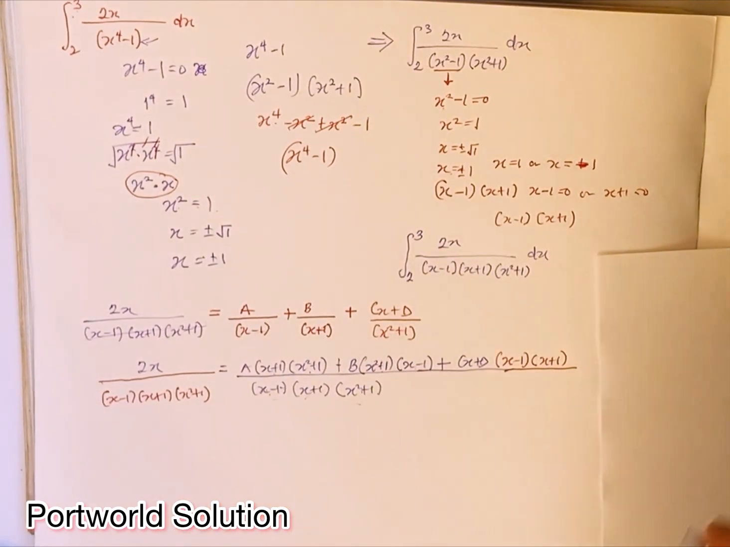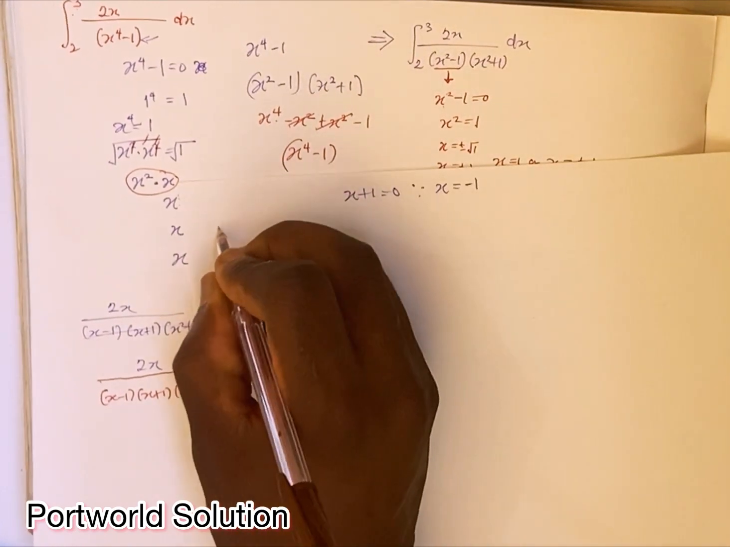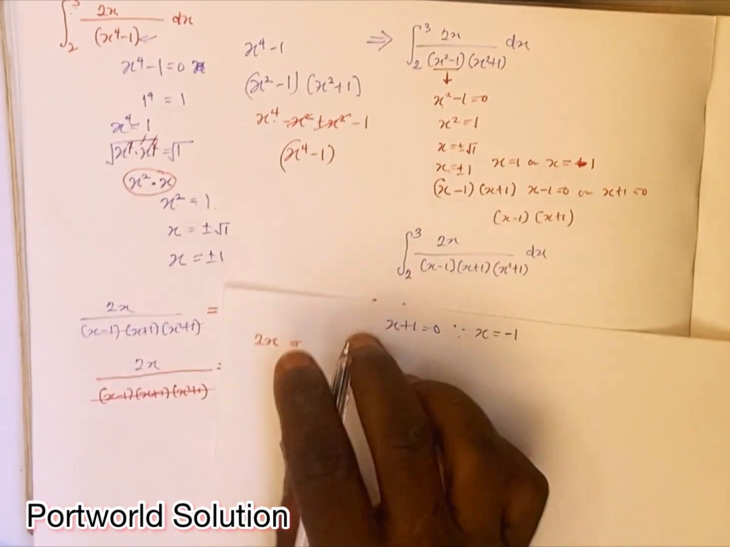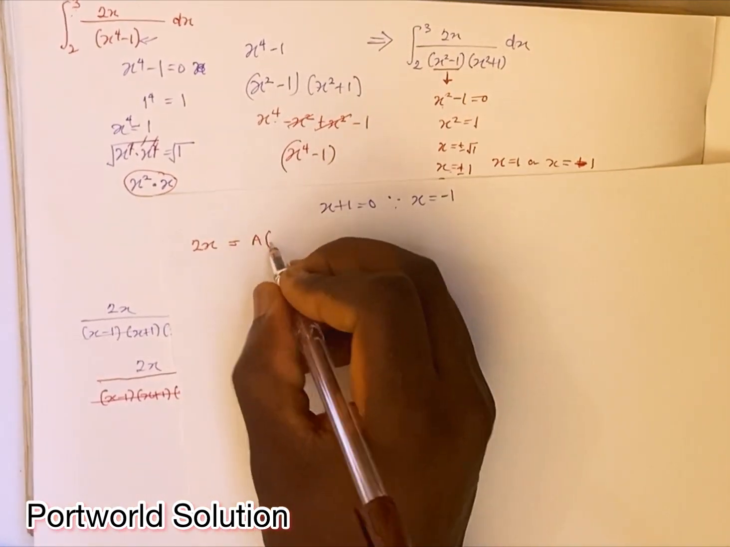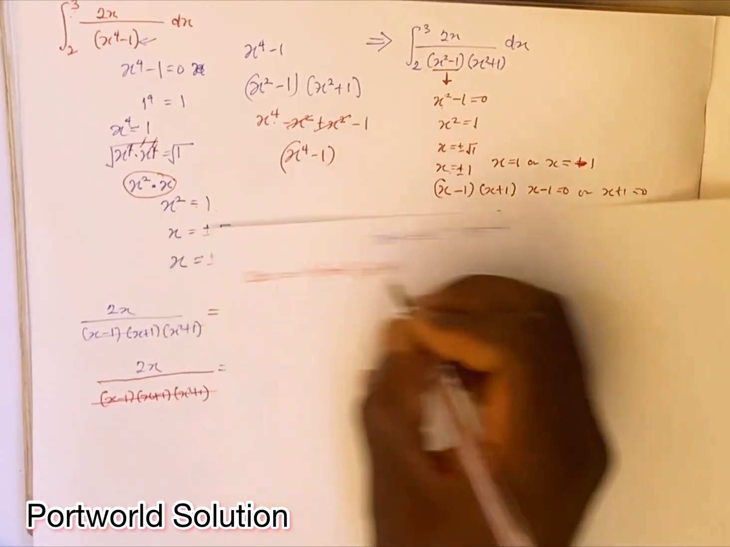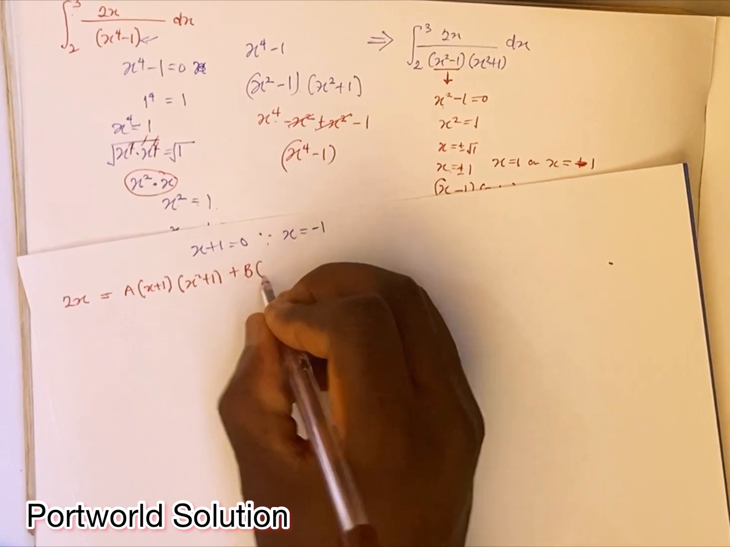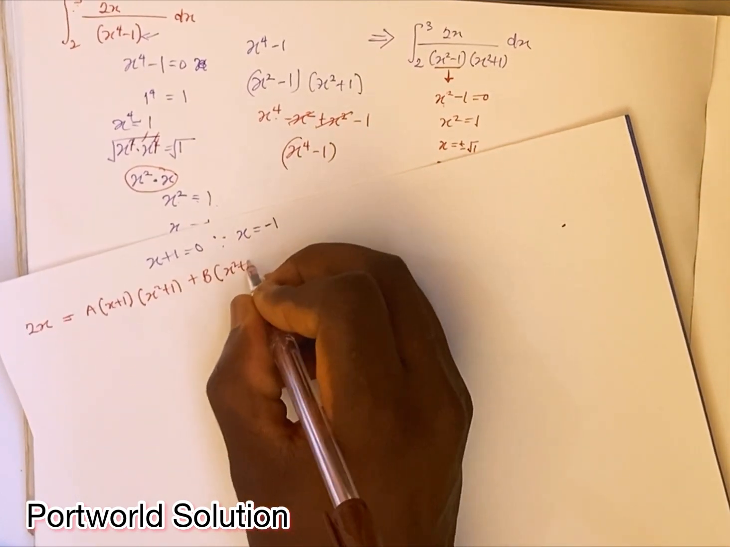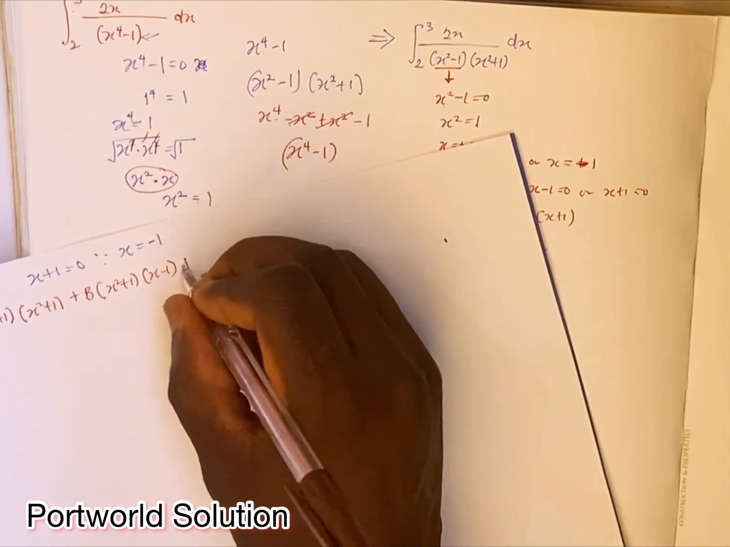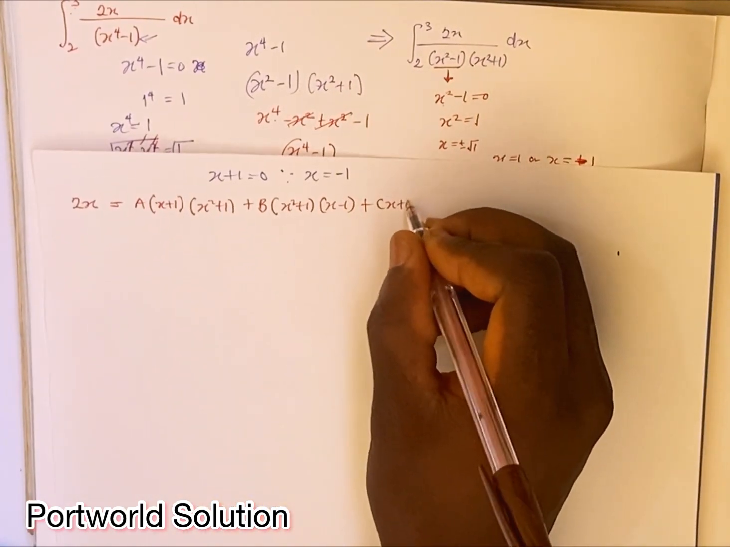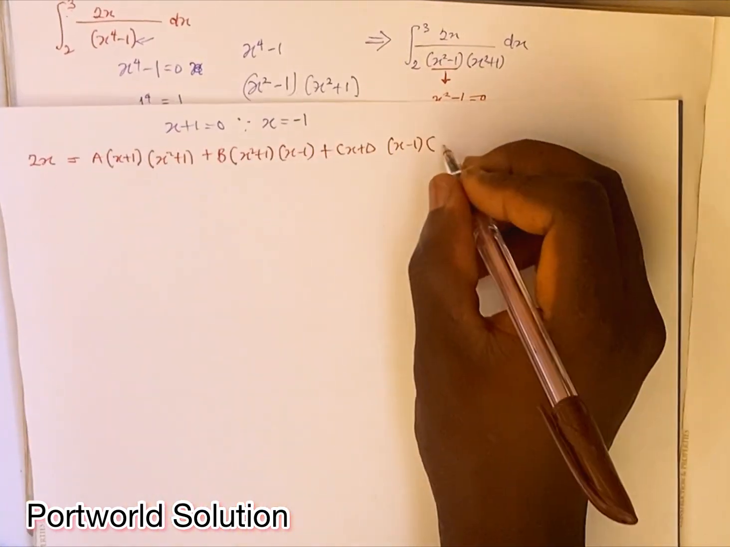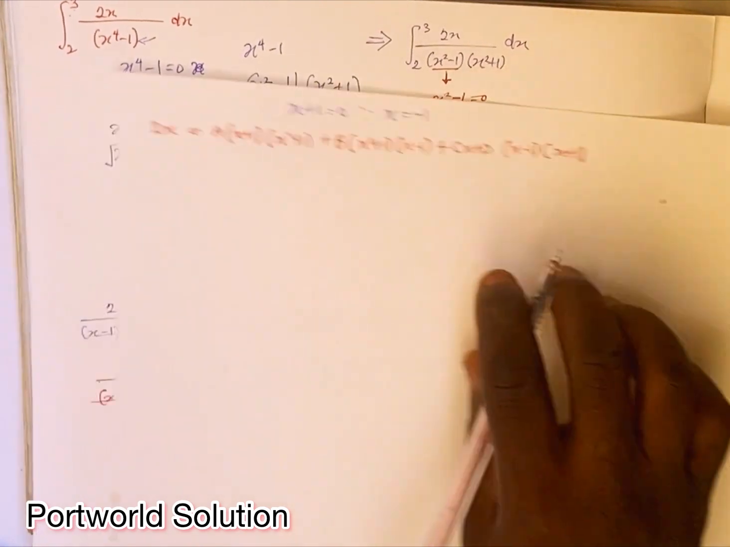But before that, let me just write them out. I'm going to have my 2x, then equal, this will cancel this out. Then I'm going to have equal A into bracket (x plus 1), into bracket again (x squared plus 1). Then plus B into brackets (x squared plus 1), then I'm having it to be (x minus 1). Then what again? Plus (Cx plus D) into brackets (x minus 1) and open another bracket (x plus 1). So this is just it.